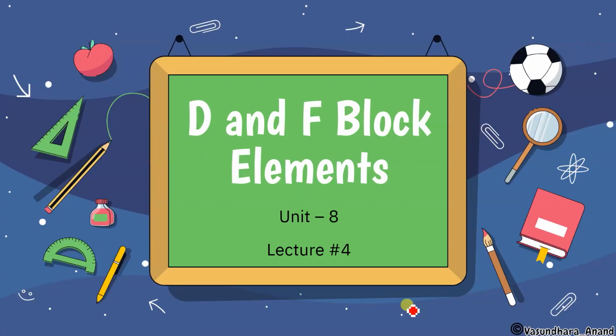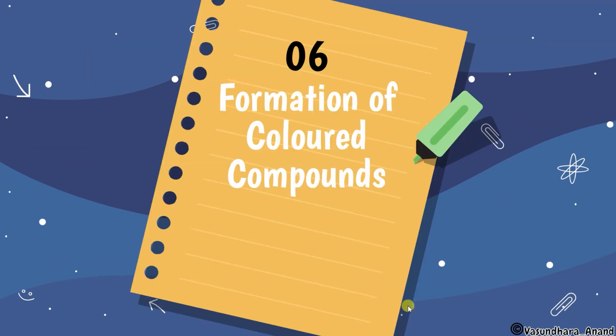In lecture number 4 of the chapter D and F block elements, unit 8, we have already done what d block elements are, and their physical and chemical properties. Now we are going to understand the formation of colored complexes and how they form.